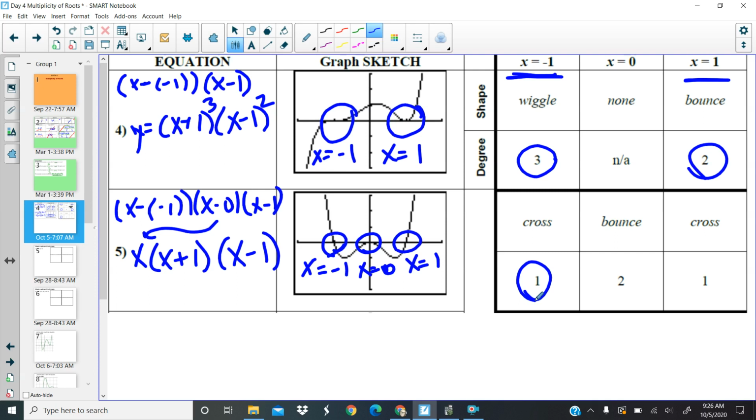The next one is at x equals 0, and it bounces there, so that means our degree or exponent is going to need to be a 2. So this regular x up here, I'm going to come up here and put a squared on that, because that's going to create that bounce shape that happens on the graph. And then my last one, at x equals +1, that's my factor x minus 1. The exponent should just be 1. So you can just leave that factor as is as well.